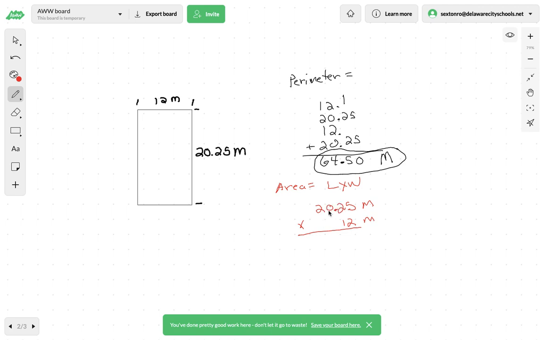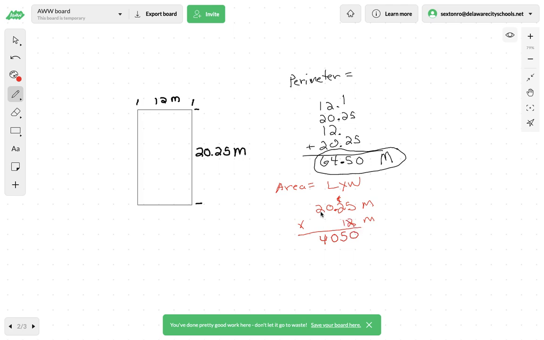For now, I've just got 2025, and I need to multiply that by 12. Let's start by multiplying the 2. 2025 times 2. 2 times 5 is 10. Carry the 1. 2 times 2 is 4, plus 1 is 5. And I'm going to cross that out because I already used it. 2 times 0 is 0. And 2 times 4 is 4. Now I'm done with the 2.